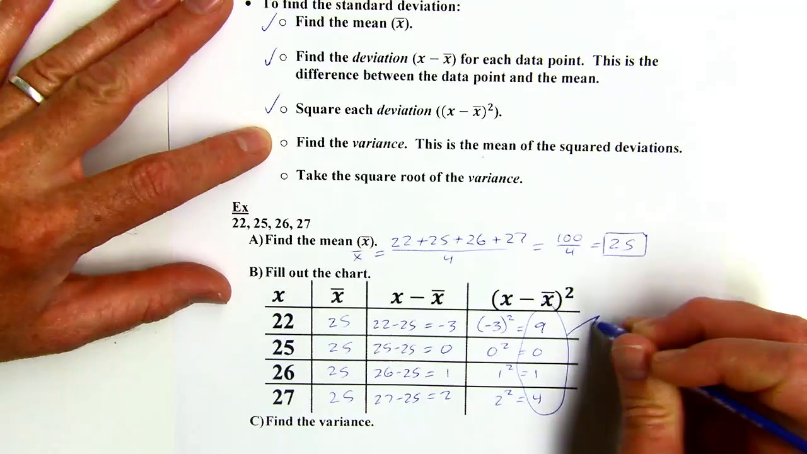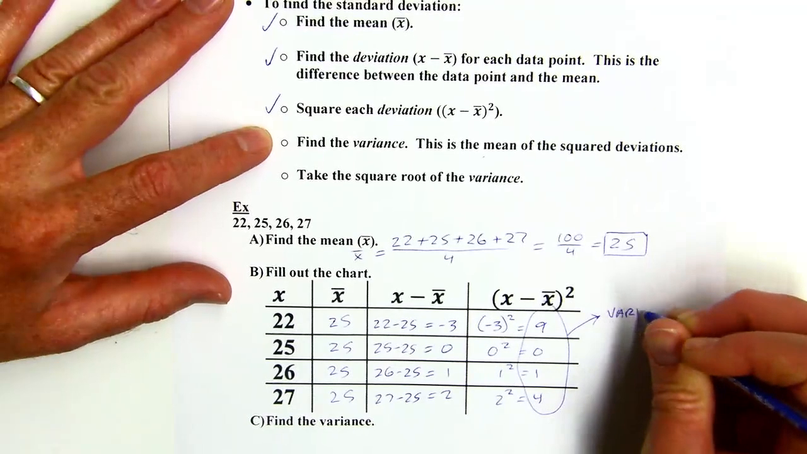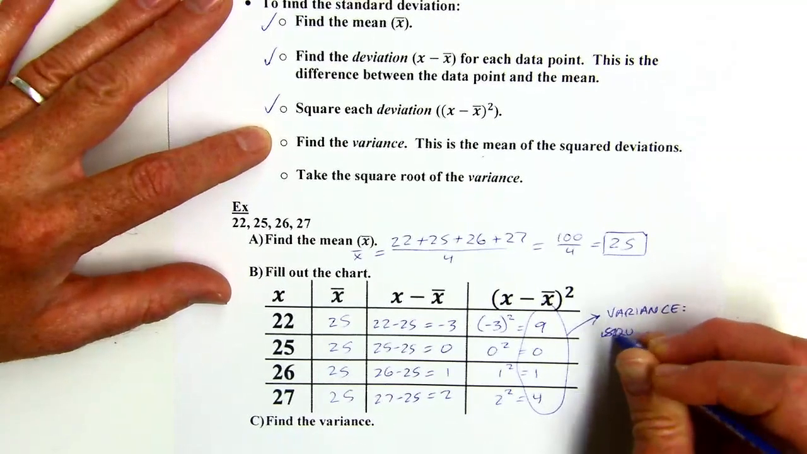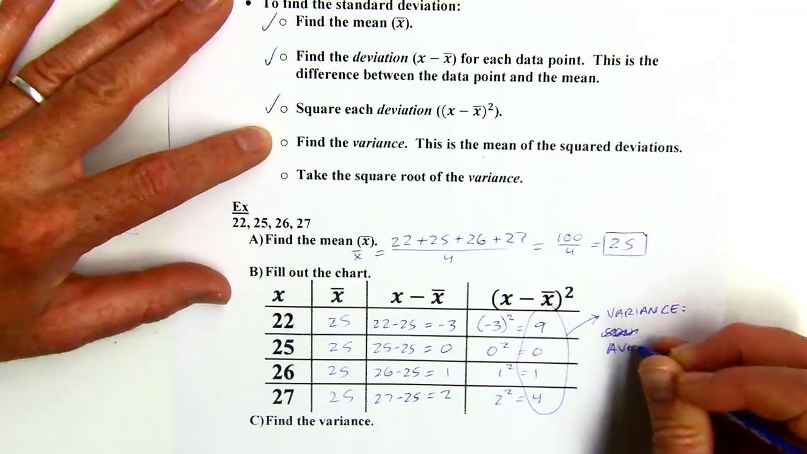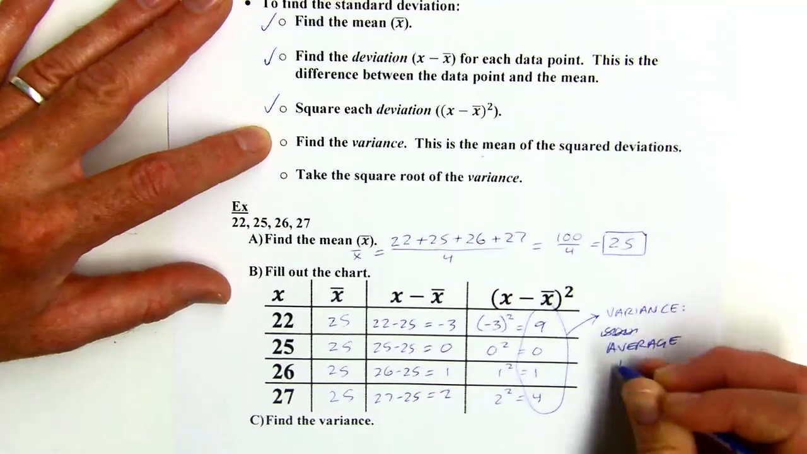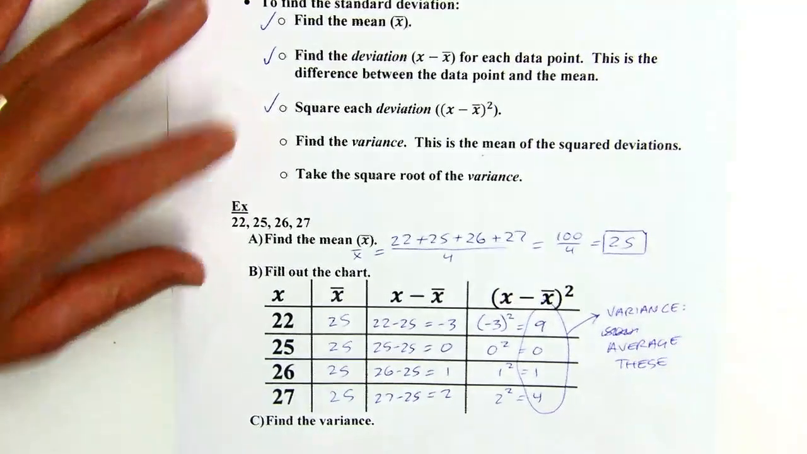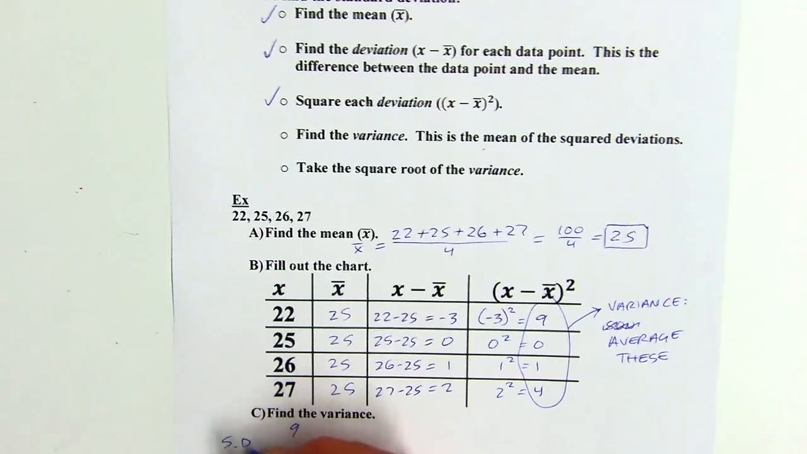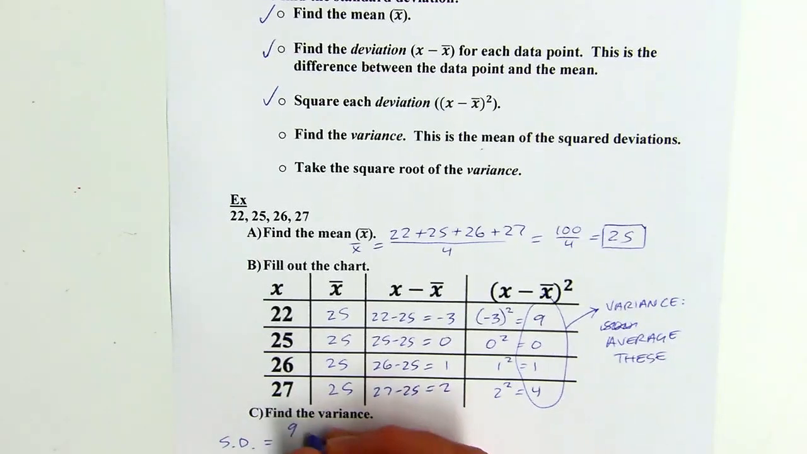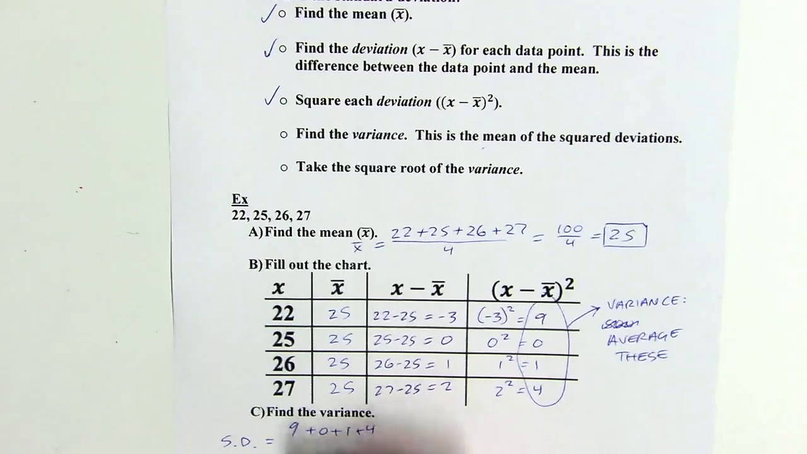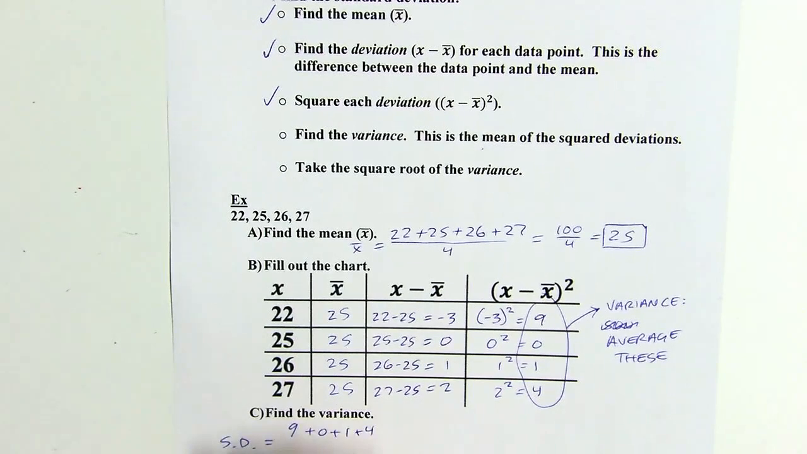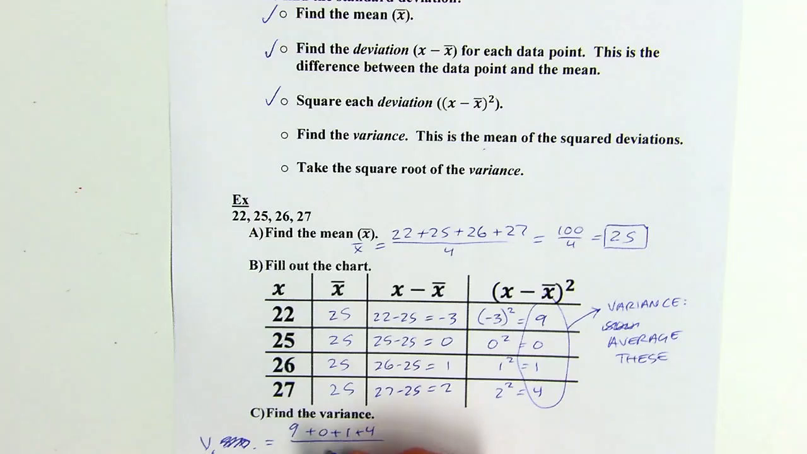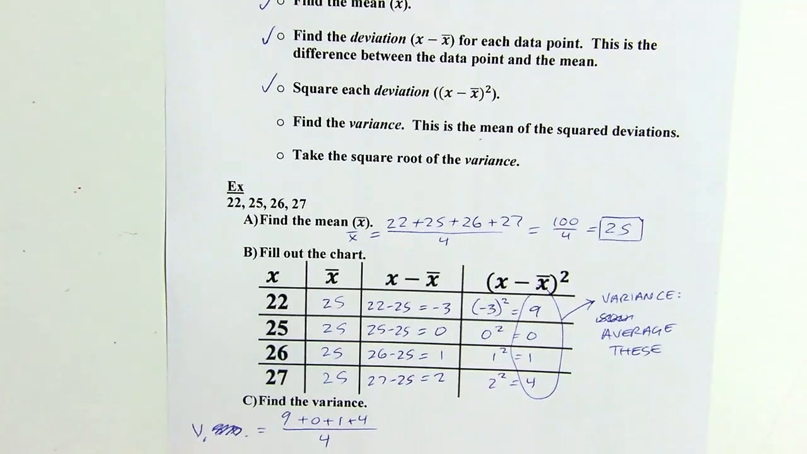So for the variance, I'm not going to square these. I'm going to average those. I'm going to find the mean of these. Okay, so I'm going to take 9 plus 0 plus 1 plus 4. Oh man, and this is not the standard deviation. Sorry, this is the variance. And I'm averaging them by dividing them all by 4.